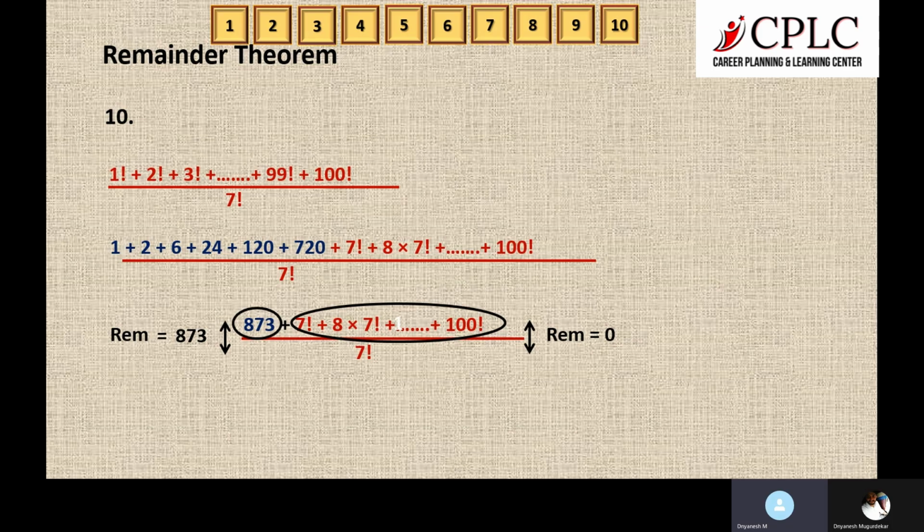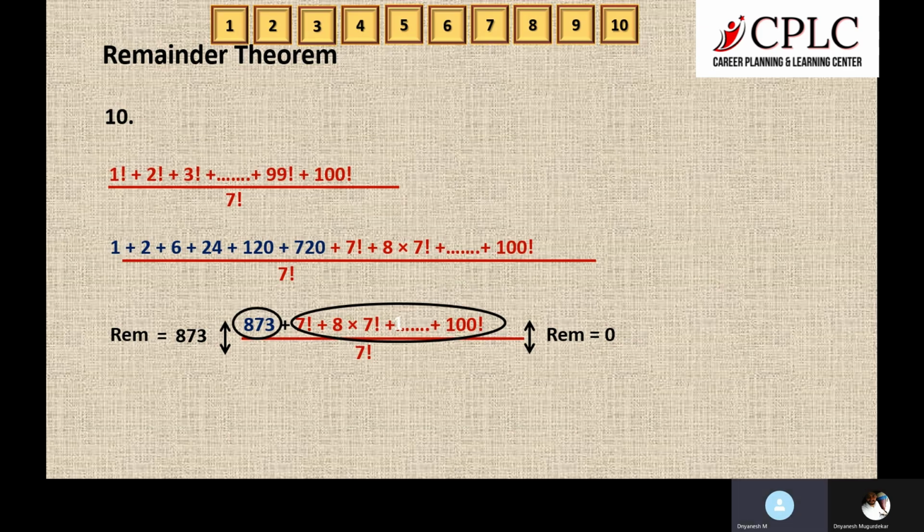So you need to only calculate the remainder for 1 factorial plus 2 factorial plus 3 factorial, so on till 6 factorial. So 1 factorial is 1, 2 factorial is 2, 3 factorial is 3 into 2 into 1, which is 6. 4 factorial is 24. In a similar manner, 5 factorial is 120. 6 factorial is 720. When you add all of that, it is 873. 873 when divided by 7 factorial will give you the remainder as 873 only.